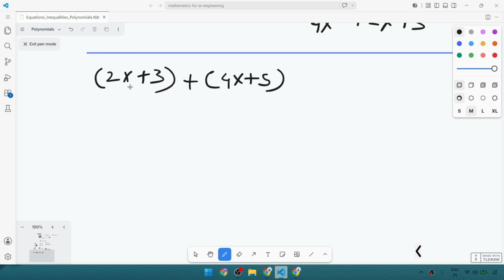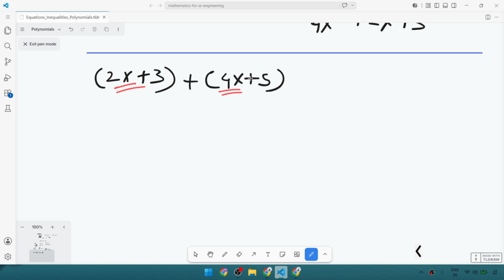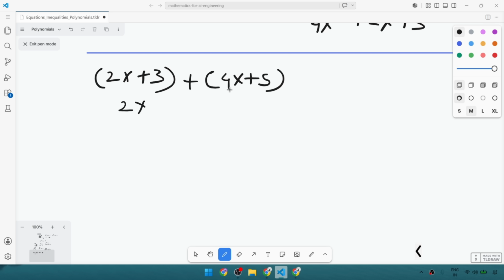We can look for the similar terms. Which are similar terms? We have this 2x and 4x. These are similar terms, right? Why similar terms? Because they are having the same variable, which is x, and they are also having the same power, which is power of 1. So now what we can do? We can write it as 2x plus this 4x. And now apart from that, we have these constant terms. These are also similar terms, right? Because they are constants. We can simply write it as plus 3, then plus 5.